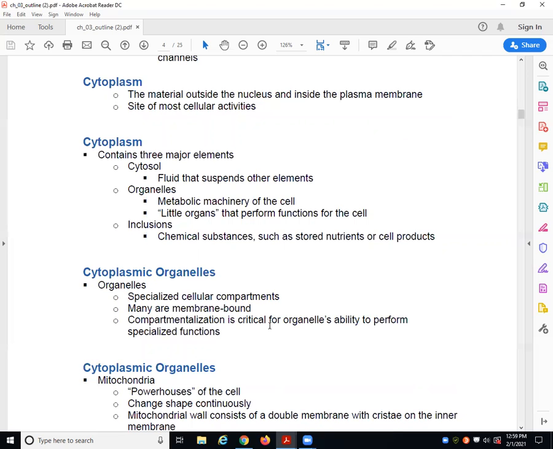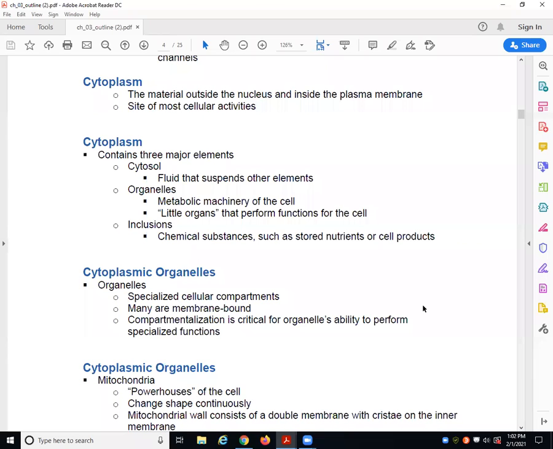Now we have the cytoplasm. Before we get into the cytoplasm, let's take a break, and I want you to tell your partner, your battle buddy, three things you learned about the plasma membrane and about membrane junctions. Let's do that, and you can do that at home as well.